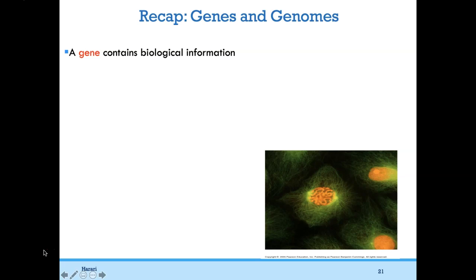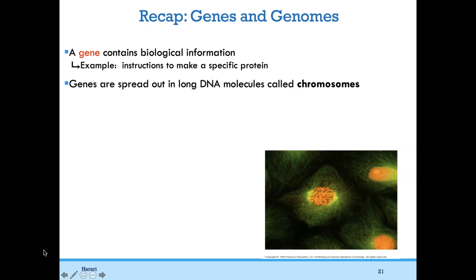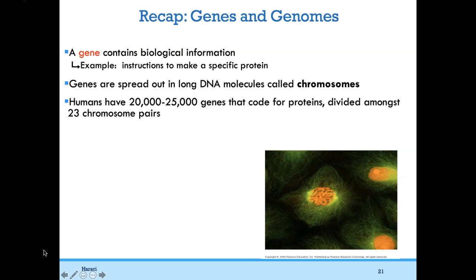So let's quickly recap some information about genes. A gene contains biological information, usually instructions to make a specific protein. And these instructions, these genes, are spread out in long DNA molecules called chromosomes. We have about 20 to 25,000 different genes that code for proteins that are divided amongst 23 chromosome pairs, right? We have 46 chromosomes. 23 came from mom, 23 came from dad. And all of those chromosomes together make up the genome.